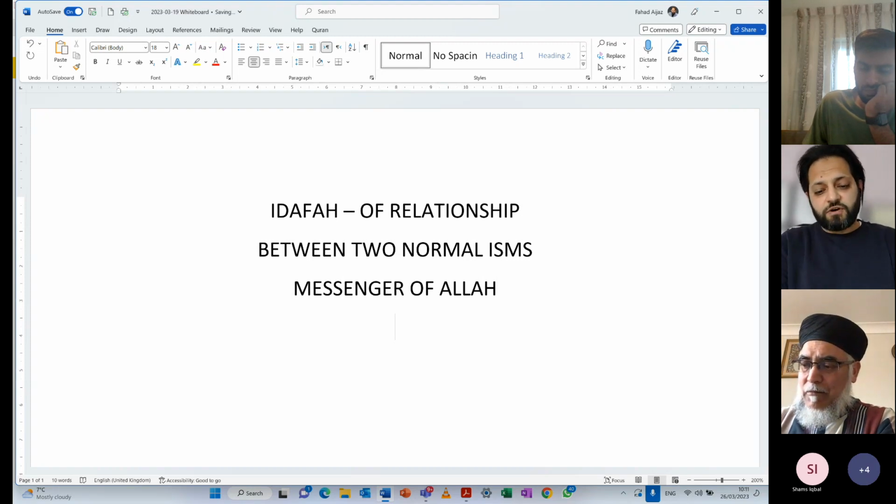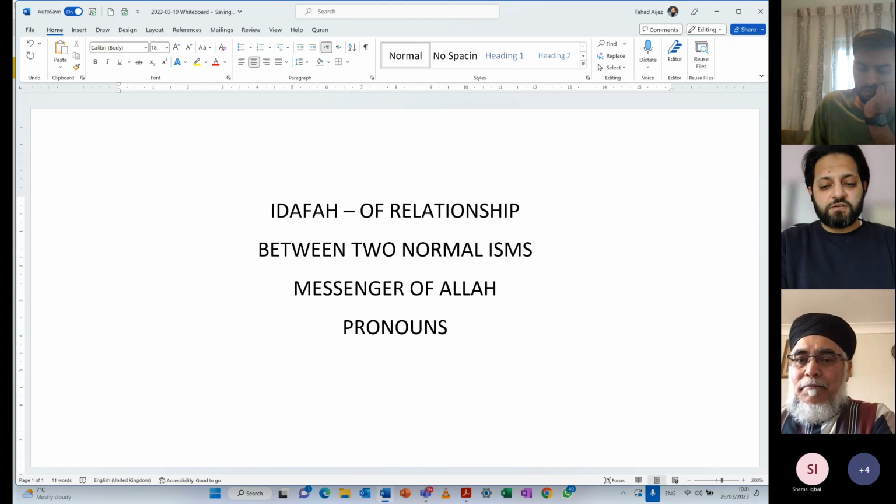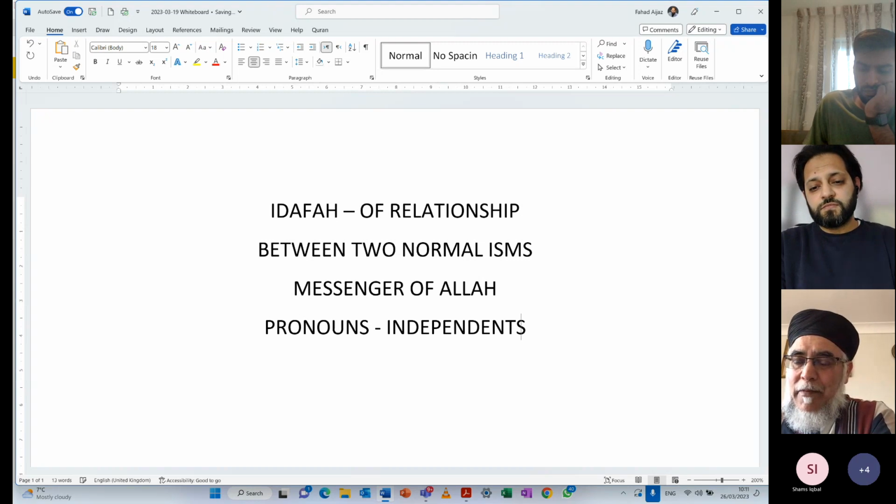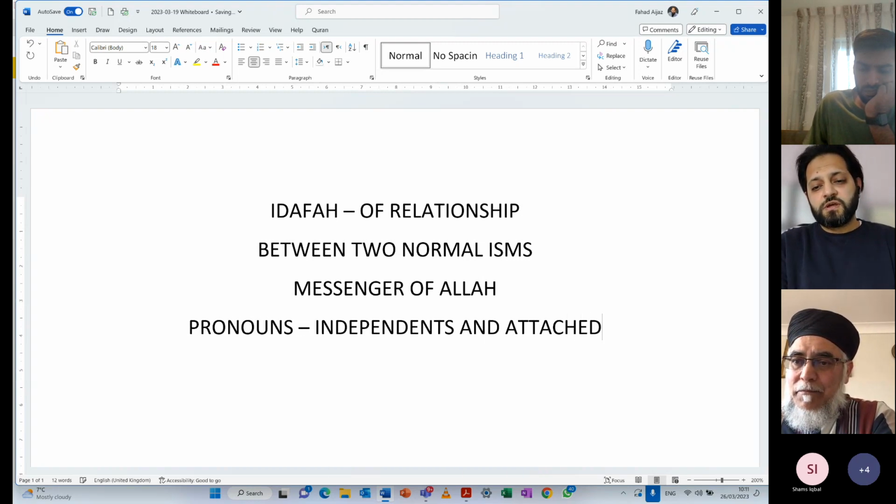Then we went to the second form. Before doing the second form, we did pronouns. And in pronouns, we did, of course, the independent ones and the attached ones.